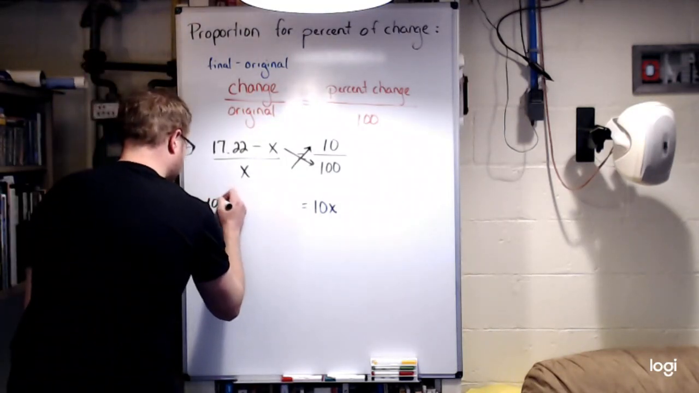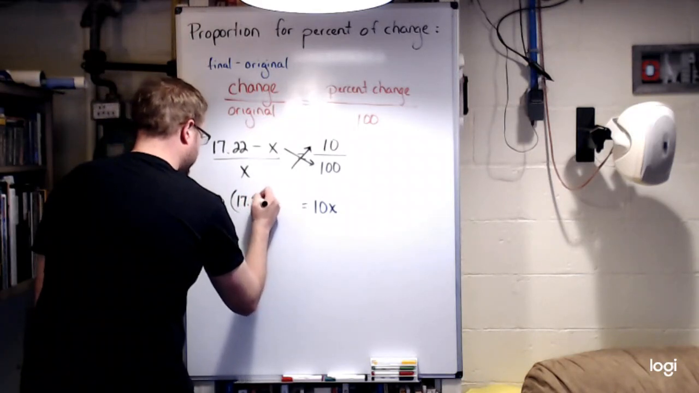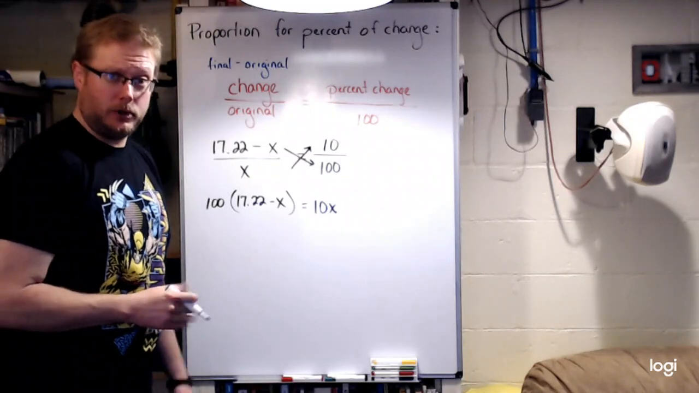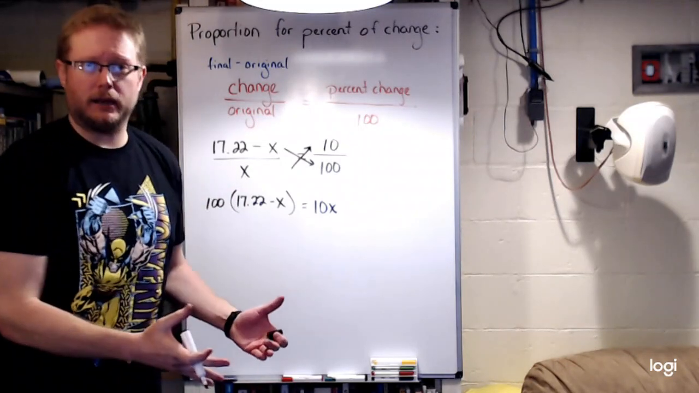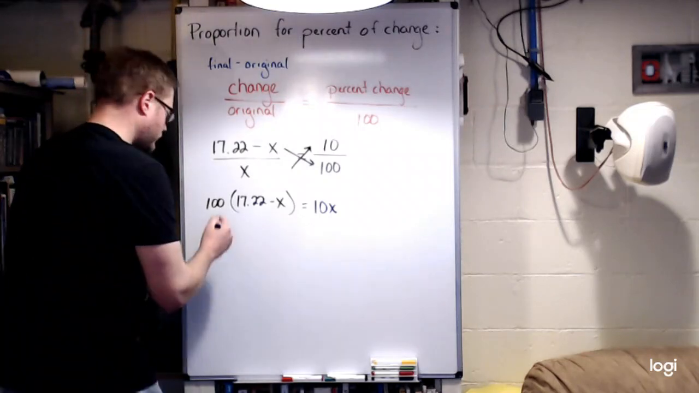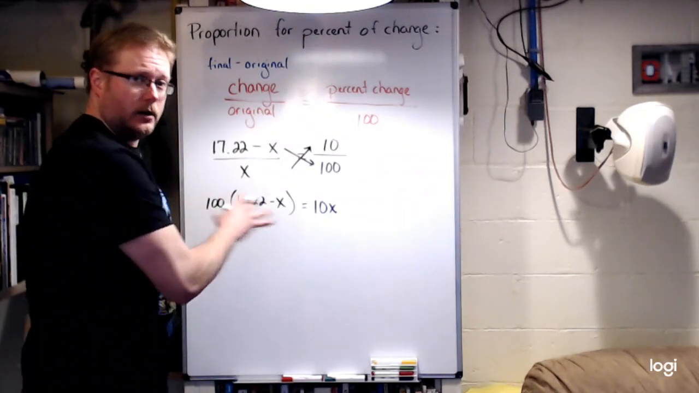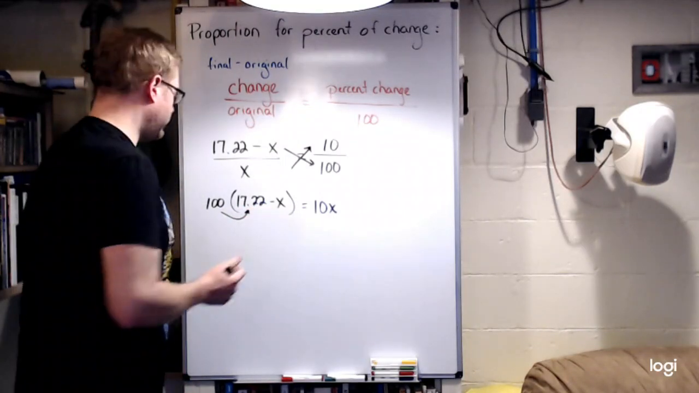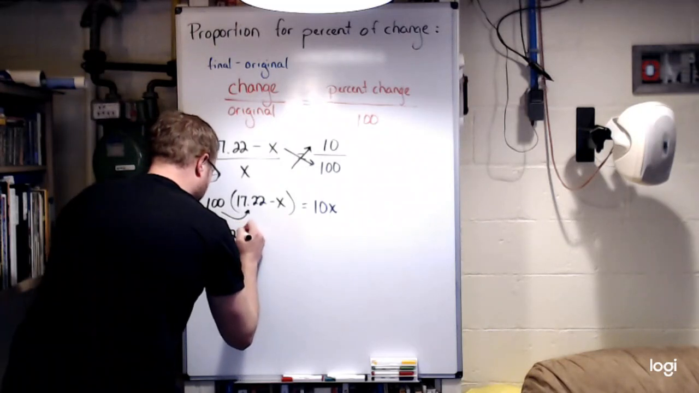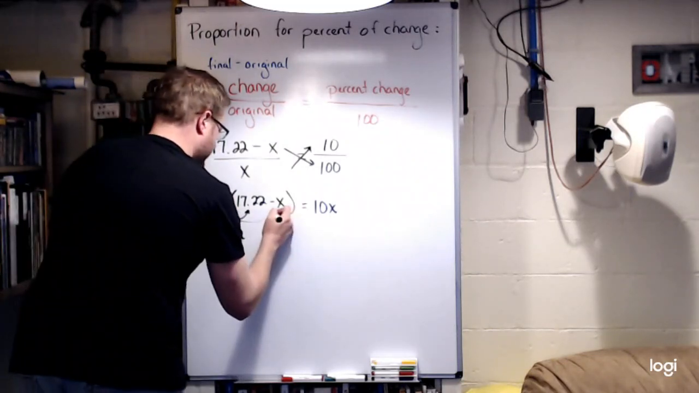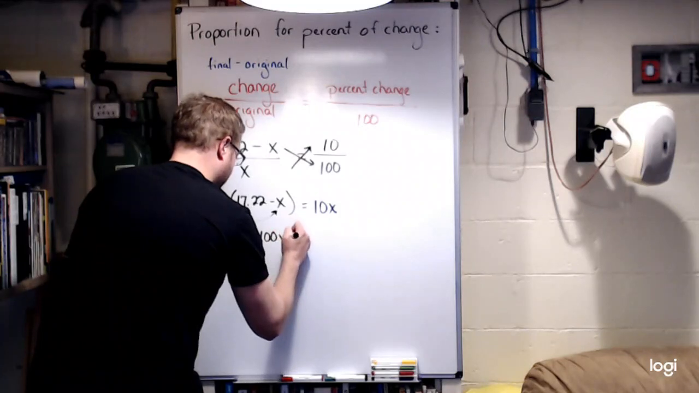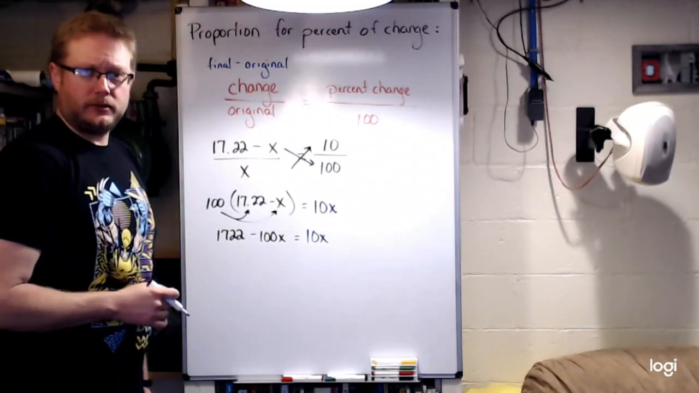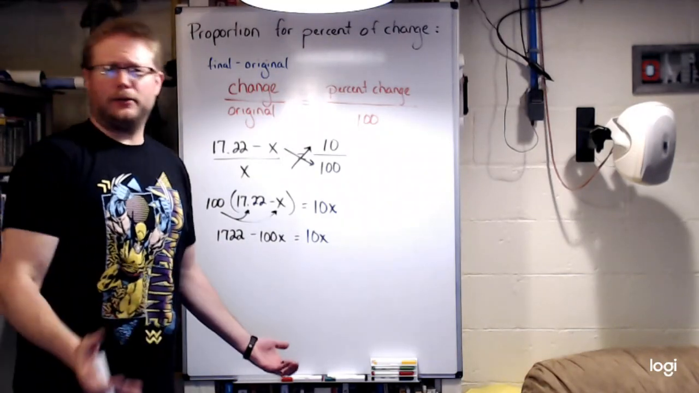So I'm going to just write that out as an expression. 100 times 17.22 minus x. You following me here? I hope you haven't gone cross-eyed and your head hit the desk yet, okay? Just stick with me. Take that 100 on the left side here, and let's distribute it. So 100 times 17.22 will give us 1,722. And then 100 times negative x would be minus 100x, equals 10x.